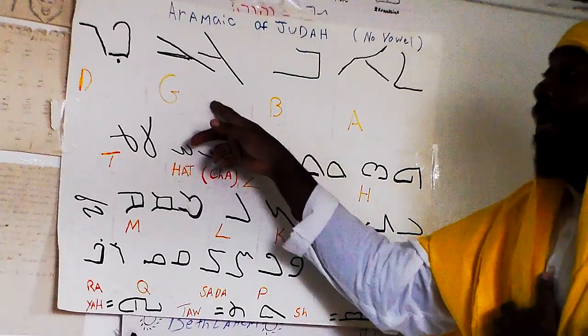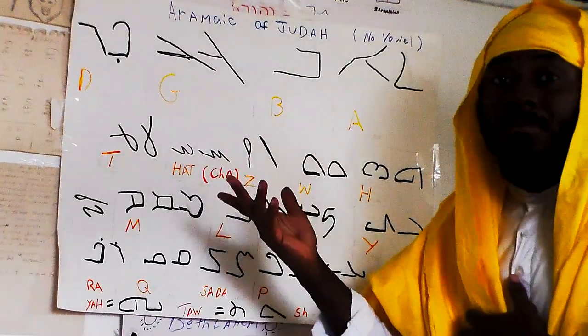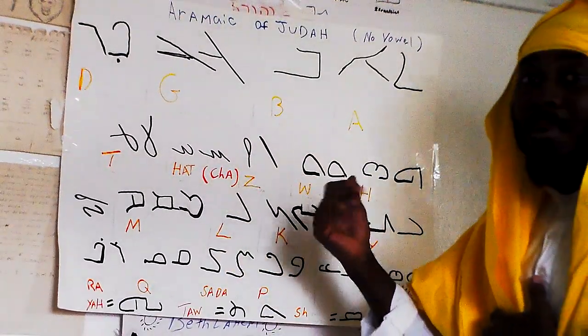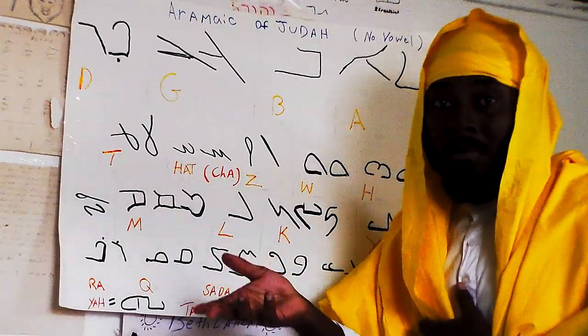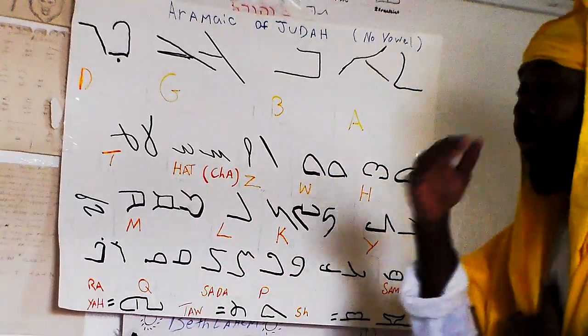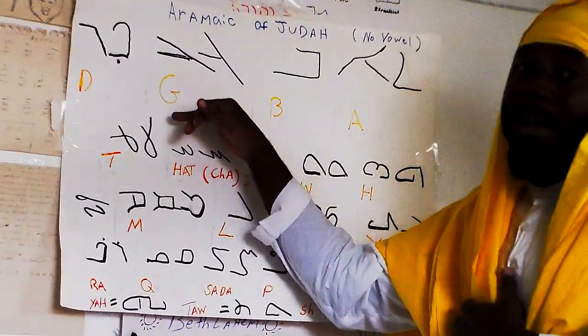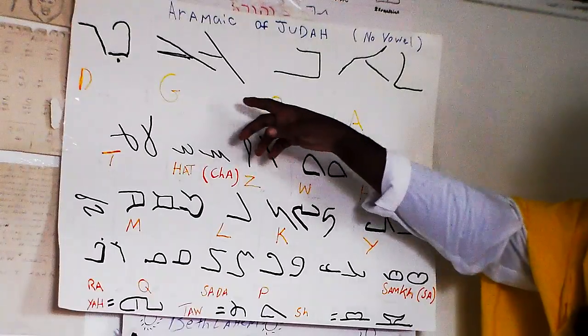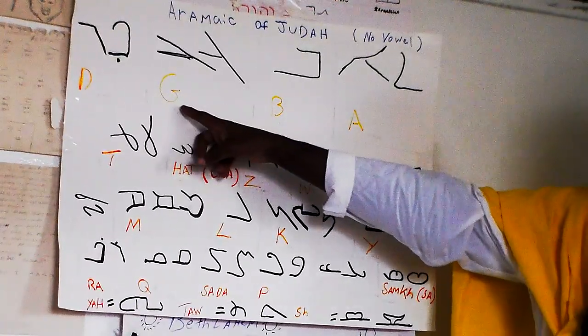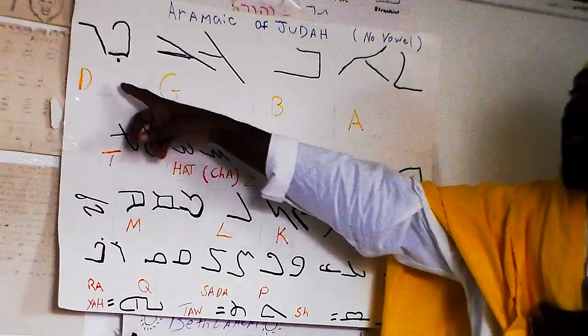Ga. Gamo, what we say, gamma, that's the regular, with the vowels. But without the vowels, it's ga. I'm sorry for blocking your way. Ga. This is da.